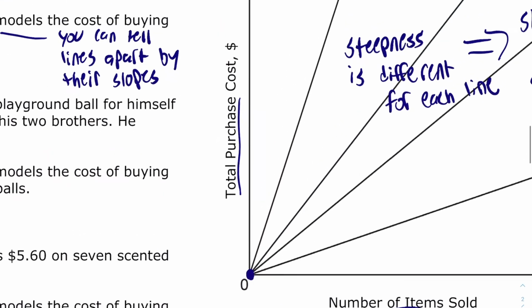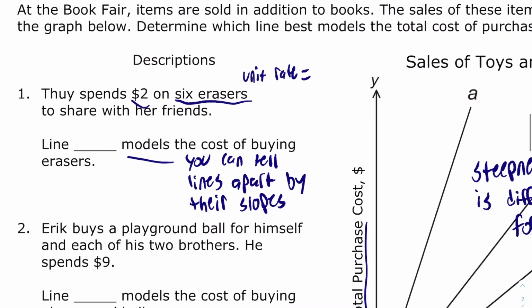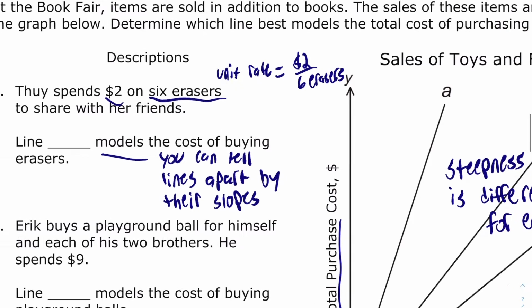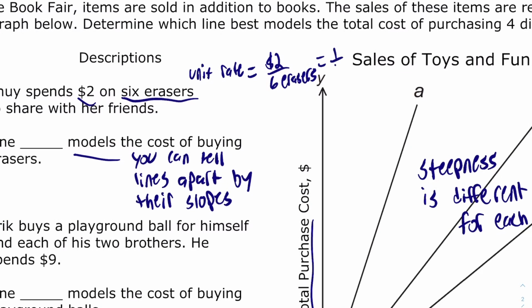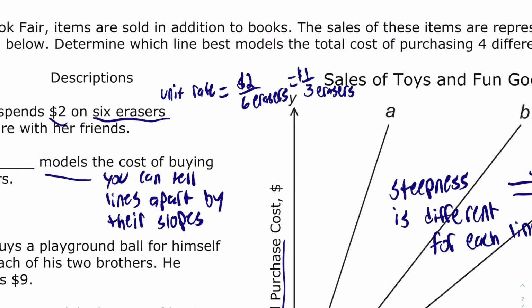Whenever the graph goes through the origin, we're going to make the fraction that divides the y by the x, which is the number of dollars, which is 2, by the 6 erasers. And if we reduce that fraction, that's going to be 1/3, $1 for every 3 erasers. And since we're doing the unit rate, we need the bottom part to be 1, so we're going to have to divide 1 by 3, and you should know that 1/3 is $0.33 per eraser.